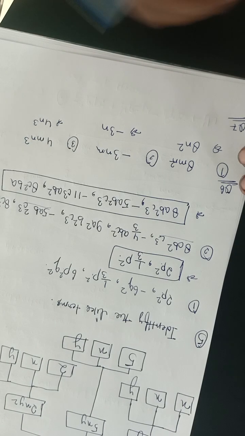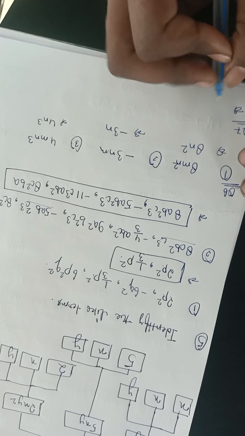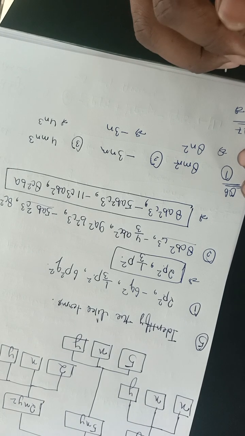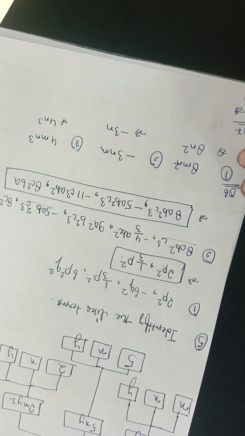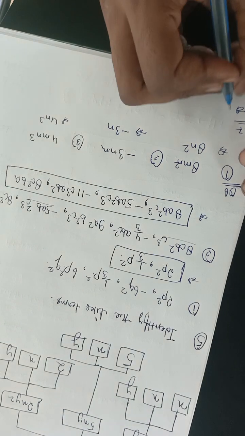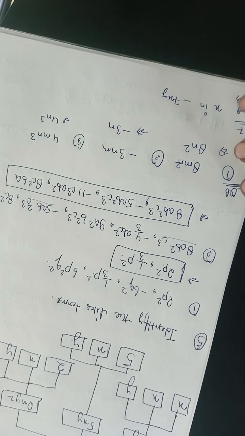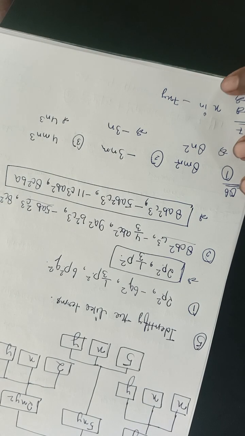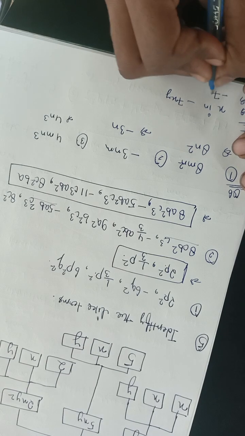If we come to question number 7, it is saying write the coefficient of the following. Now it is asking for the coefficient of x in minus 7xy. You have to find the coefficient of x in minus 7xy. The coefficient is the thing which you have to leave out, and the rest everything you have to write. If you are asking for x, it will be minus 7y.